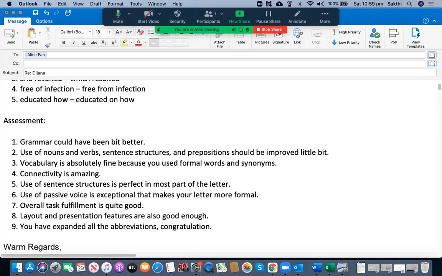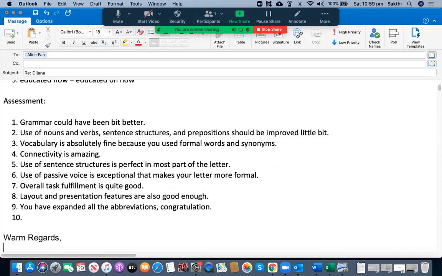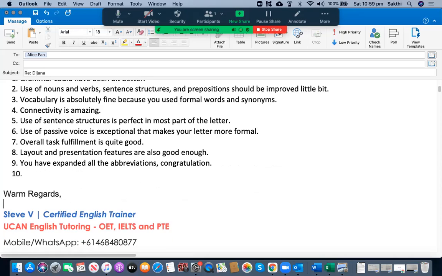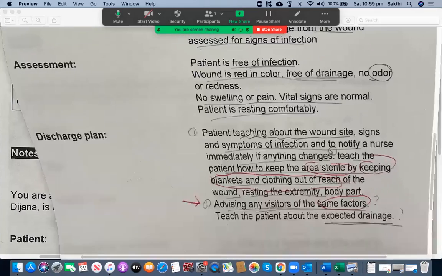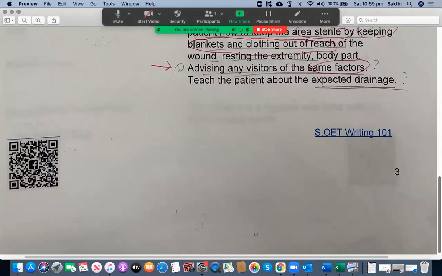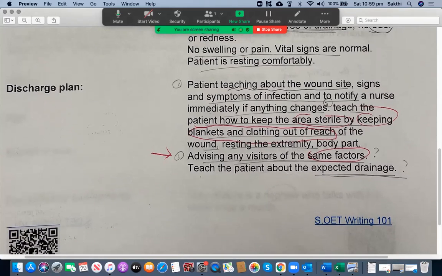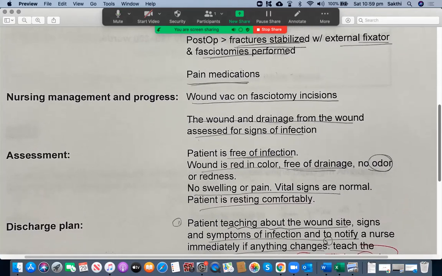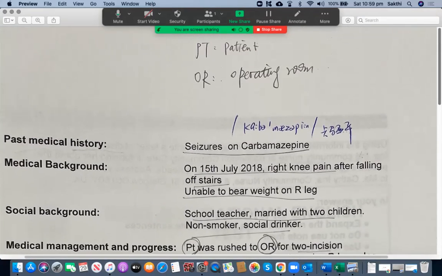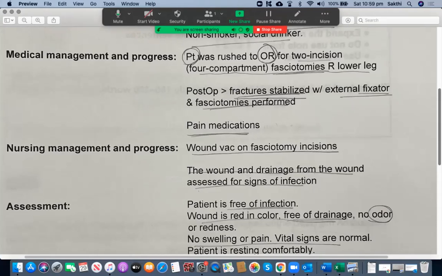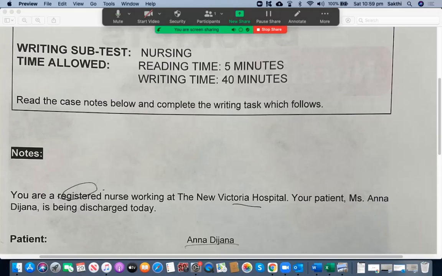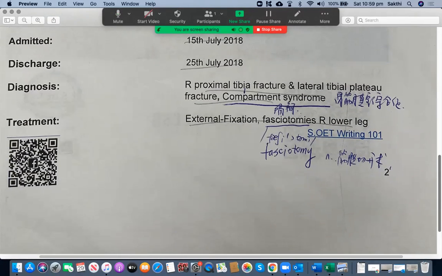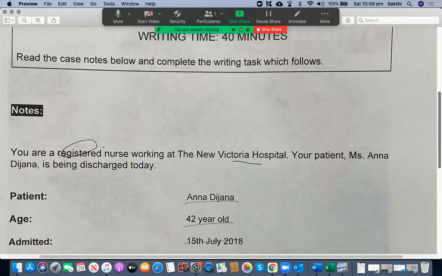Congratulations on doing that. Okay, let me have a look at the case notes and their relevance. Let's go through this. So that's the first page, and this is the second page. Let's go through the discharge plan. Okay, so patient teaching about the wound site, signs and symptoms. All right, it's the past medical history, family background, medication management, assessment and discharge plan. Okay, all right.